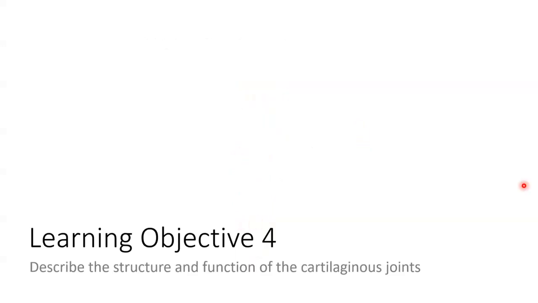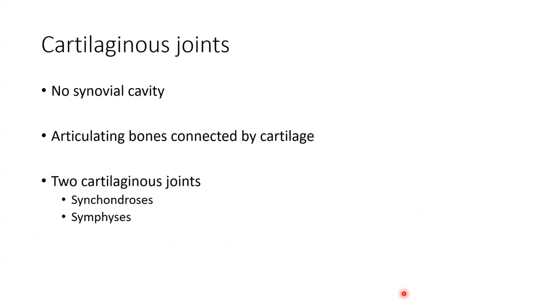Moving on to our next type of structural joint, and that is our cartilaginous joint. Like a fibrous joint, a cartilaginous joint also lacks a synovial cavity. There's no space between those articulating bones, and it allows little to no movement. Here, our articulating bones are tightly connected by either hyaline cartilage or fibrocartilage. The two types of cartilaginous joints that we have are synchondroses and symphyses.